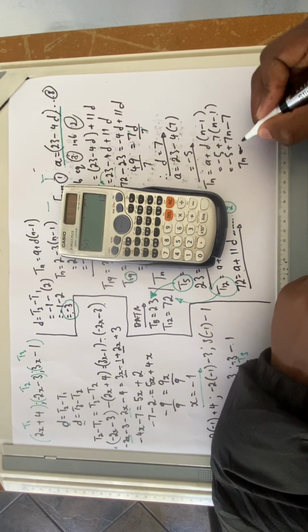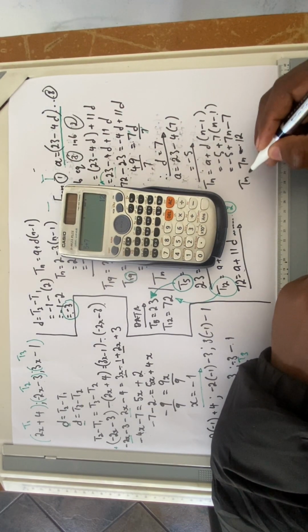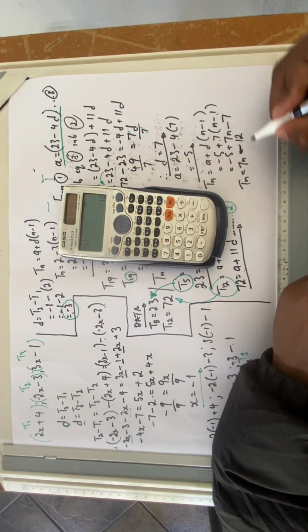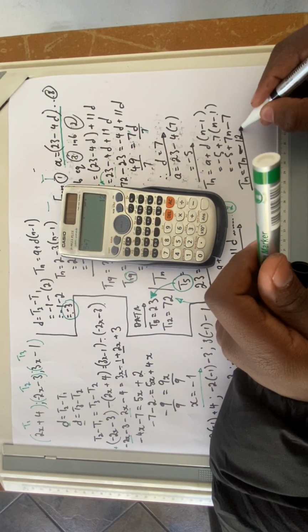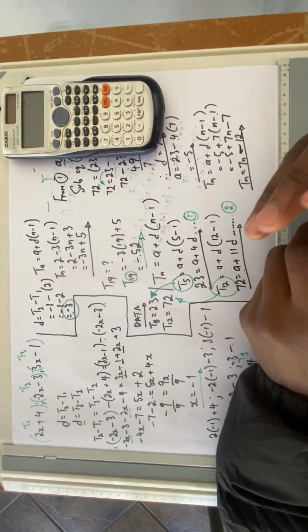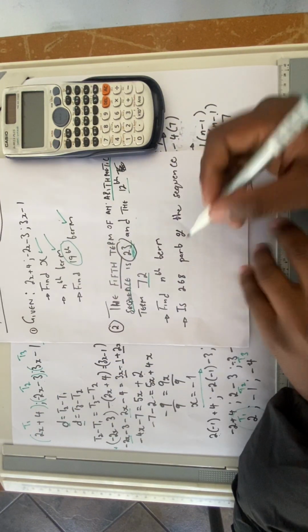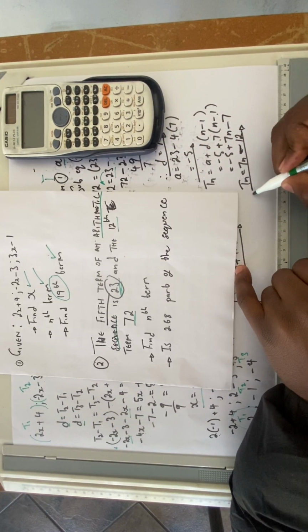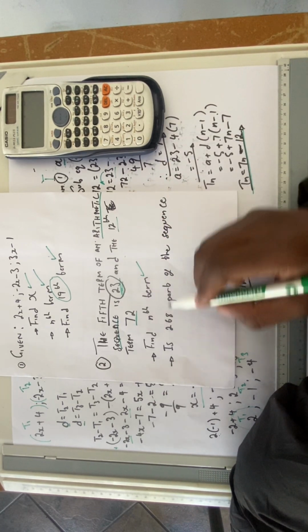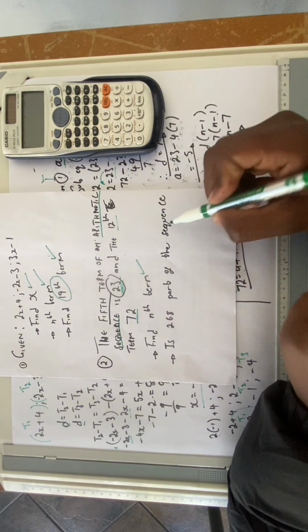7n minus 12 is what? Is the nth term. Tn is equals to 7n minus 12. So this is going to be my general equation. So now that I have that, the question that they had asked me, they said find the nth term. I have found my nth term. So I'm done with this one. So I need to find what they say is 268 part of the sequence.